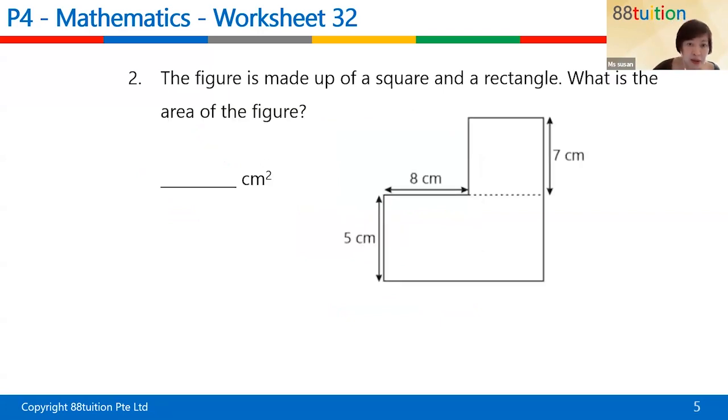Okay. All right. Question number 2. Does it look the same here? Similar, not the same. You see, it is made up of a what? A square and a rectangle. What do we call this? Just now we learned the word. What do we call this figure? Anyone can tell me? Composite figure. It is made up of 2 shapes.